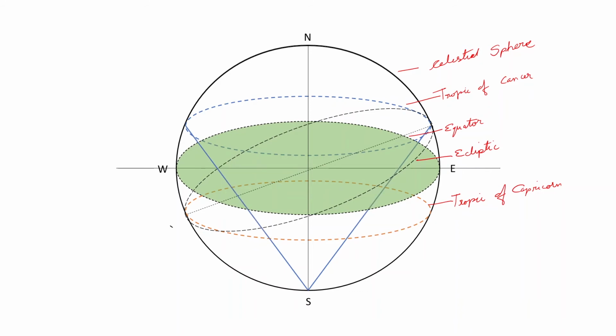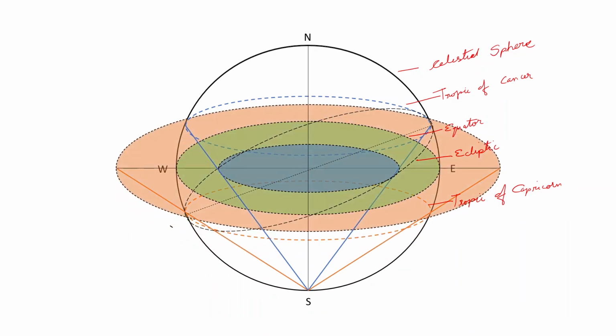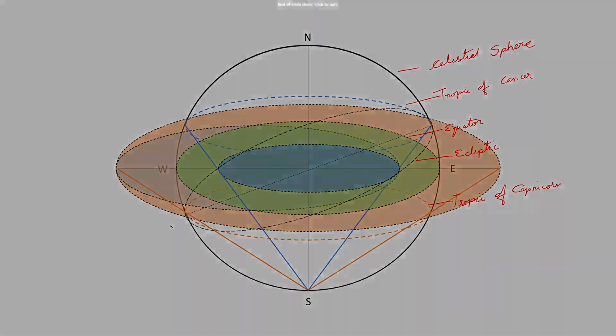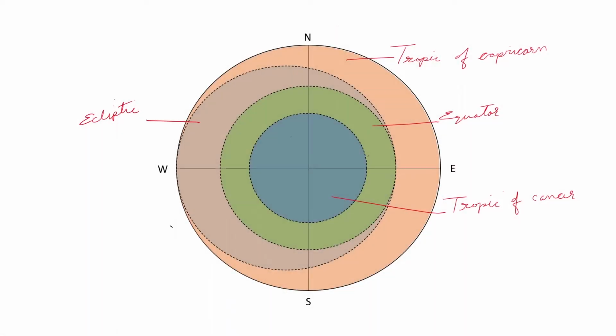Project all these circles onto the equatorial plane as viewed from the south. As you will see, the projection of all these circles will give concentric circles. All these concentric circles except the ecliptic are called the climate circles.